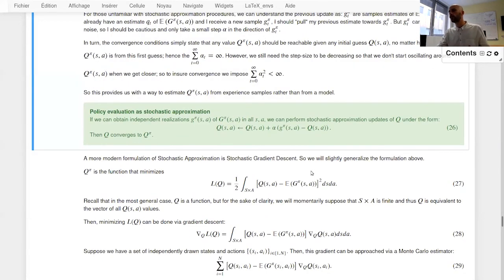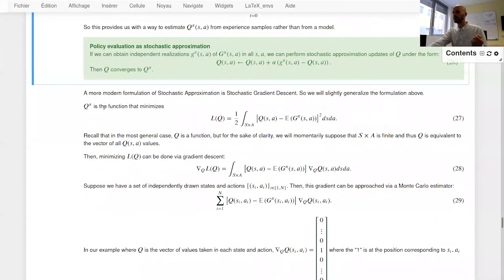A slightly more modern formulation of stochastic approximation is actually stochastic gradient descent, which you might have already come across in your studies before. So we will slightly generalize the formulation above. Q^π is actually the function that minimizes a loss on functions, which is the L2 norm of Q minus that expectation. And that should be true in all (s,a) pairs.